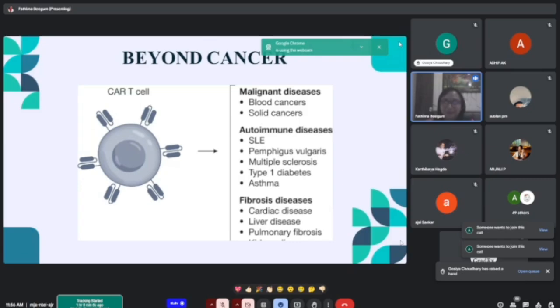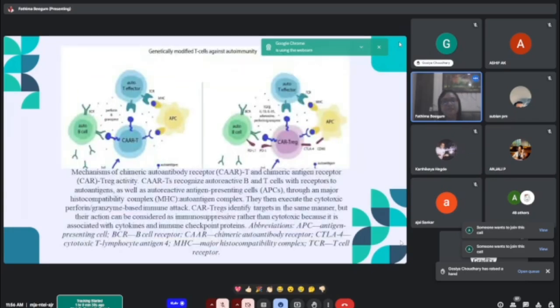I know our heading is revolutionizing cancer therapy. CAR T therapy has an important role in hematological cancer and also in solid tumors. Many studies have been going on, and about six therapies have been approved by the FDA, not for solid tumors, but for blood cancers. Beyond that, we can use CAR T cells for autoimmune disorders and also for fibrosis disease.